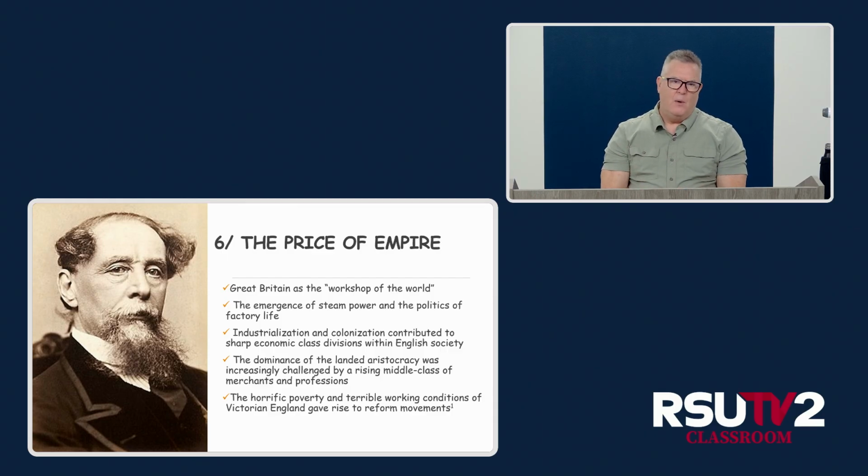The emergence of steam power, again, greatly expanded the industrial capacity of England, even as its working class was literally being worked to death. Okay, so industrialization and colonization contributed to the emergence of really sharp economic class divisions within English society, which was already pretty highly segmented. The noble classes in England held on to their power really well into the 20th century. And so the dominance of the landed aristocracy, the enclosure movement, which involved basically the nobility seizing common lands for the use to grow sheep, that was used to harvest wool, that was then used to make clothing in factories.